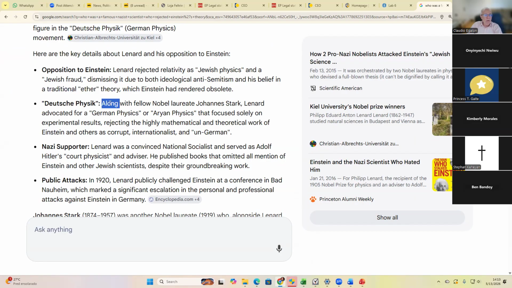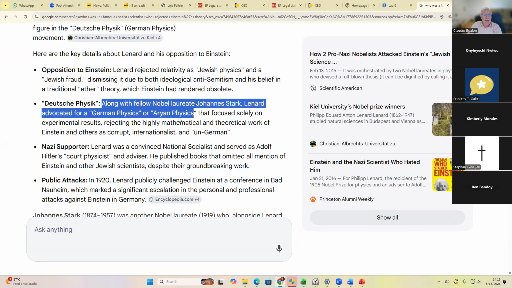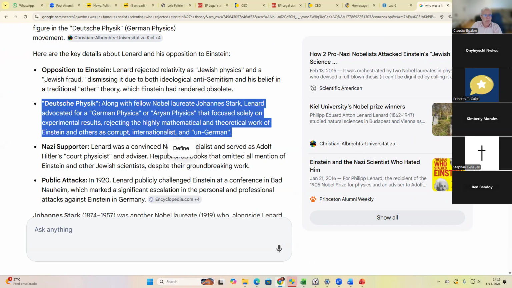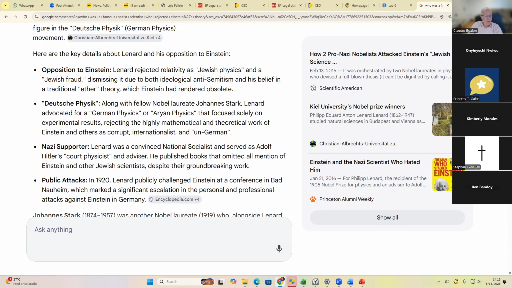Along with fellow Nobel laureate Johannes Stark, Lenard advocated for a German physics, or Aryan physics, that focused solely on experimental results, rejecting the highly mathematical and theoretical work of Einstein. Initially, Einstein's theory of relativity was just theoretical work. It had not been verified experimentally, but Einstein lived long enough to witness an experimental result that matched his predictions.